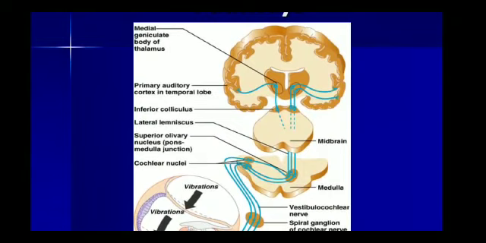from here the fifth order neuron starts and terminates on the auditory cortex. Primary areas 41 and 42, and the secondary areas 22, 21 and 20. So this is about the auditory pathway.